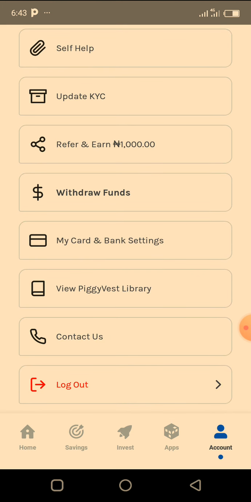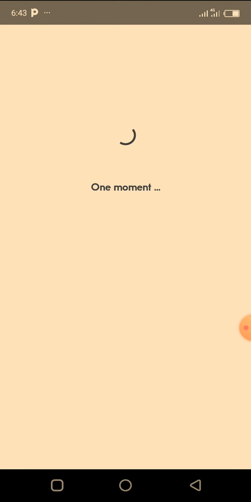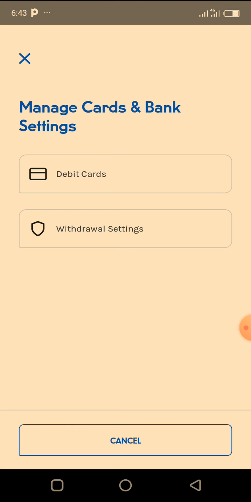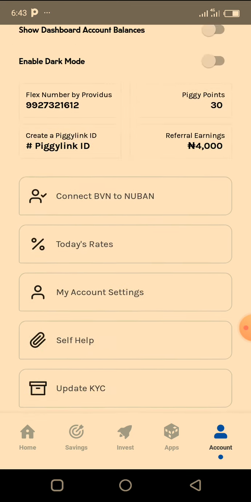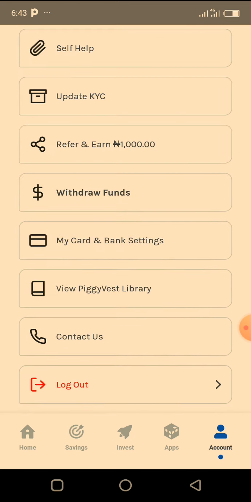Then we have my card and bank setting. So you can add debit card, withdrawal setting. You choose the bank you want, the account you want, even when you want money to be withdrawn, that's if you want them to be automated. I will still get to that too. Then we have the library, then contact us and log out. So now I've shown you how your account looks like, the things you can see under the account, almost everything here, but I will explain the other ones more.